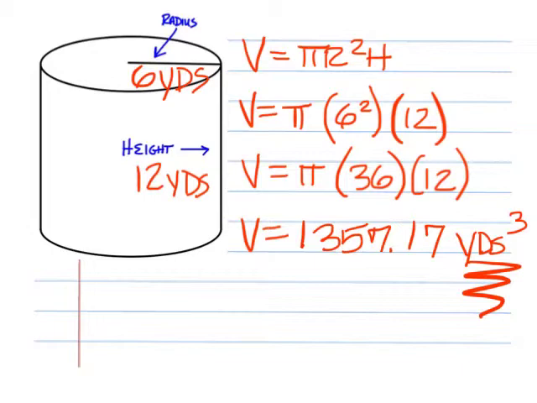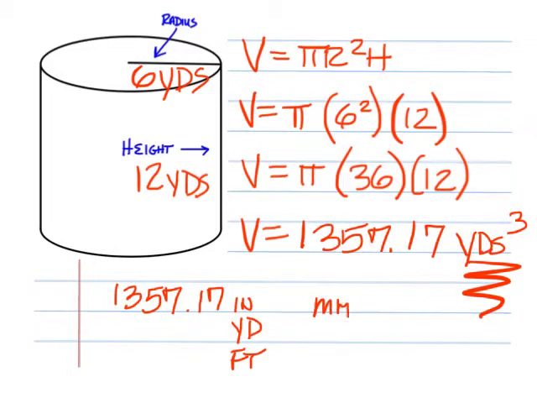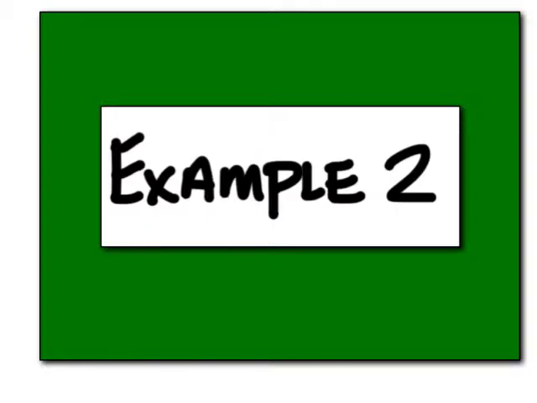On a test, you can have possible answers of 1357.17 inches, yards, feet, millimeters, centimeters, some cubed, some not, some squared. The right answer would be this one. If you choose the wrong one or don't put it on there, it will not count.